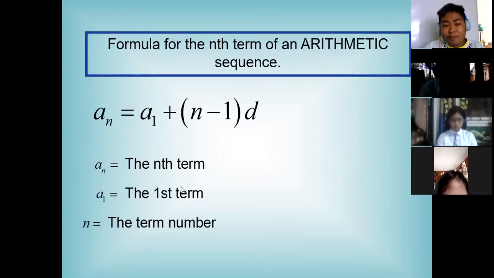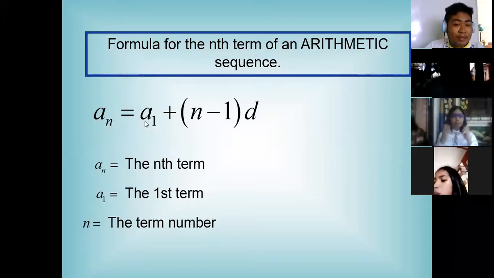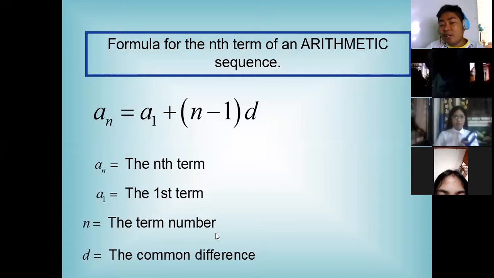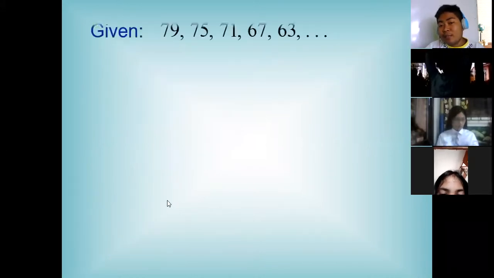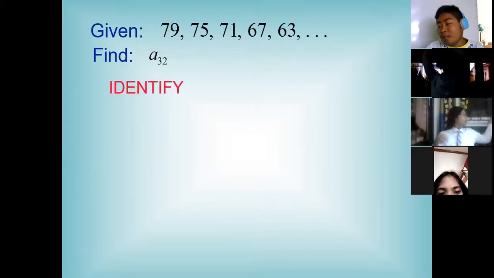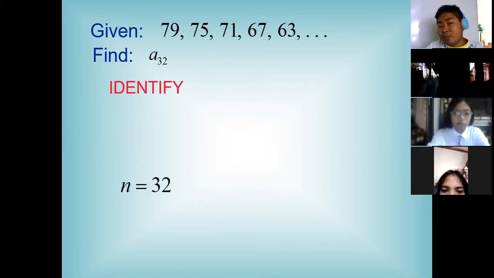a1 is the first term, or the very first number placed in the sequence. an is the nth term, or the term we are looking for, n is the term number, and d is the common difference. So let's try this example. The given is 79, 75, 71, 67, and 63. Let's find a32.